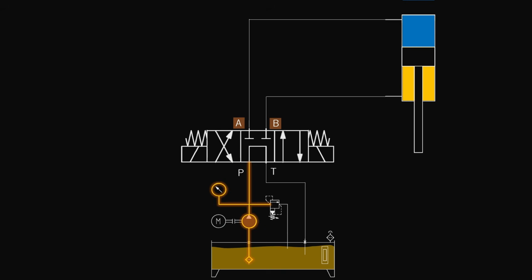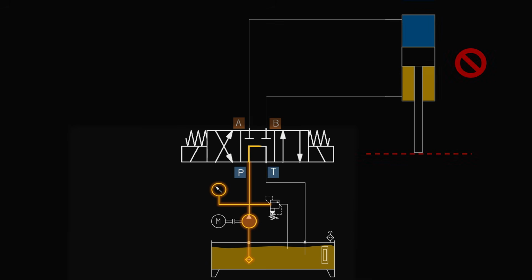When I first understood this valve, I had a very simple question. If this valve can stop and hold the cylinder position and at the same time also unload the pump, then why do we still use the 4x3 center closed valve? Why didn't this valve completely replace them?